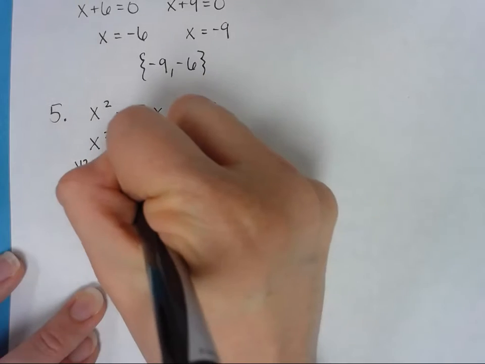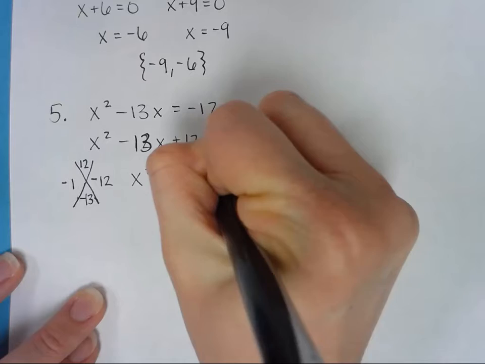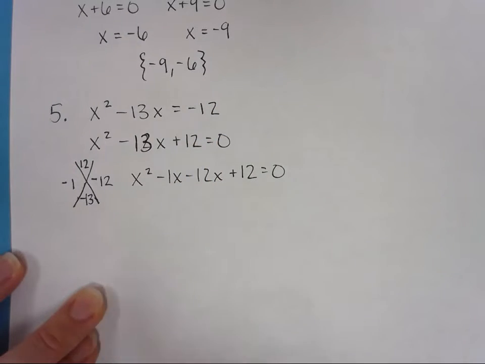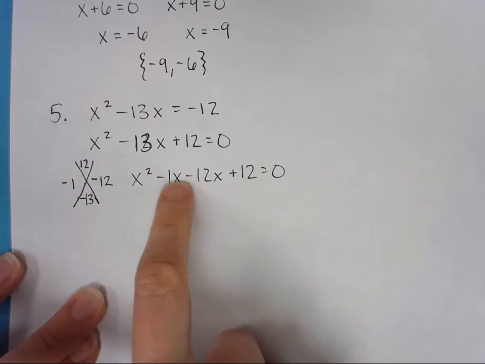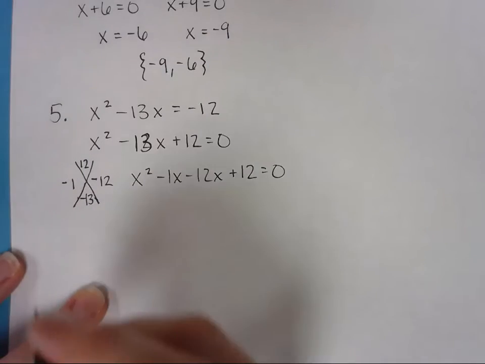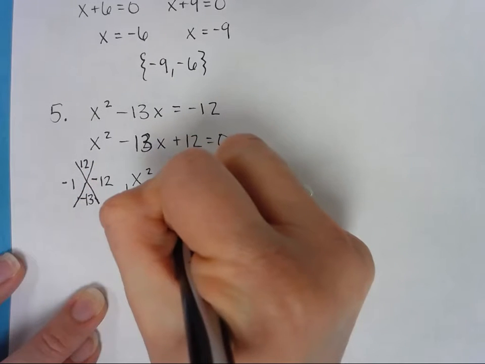So I get x squared minus 1x minus 12x plus 12 is set equal to 0. Rewriting the middle term with the two numbers you selected for your product sum, and then factor by grouping. The first group has an x in common.